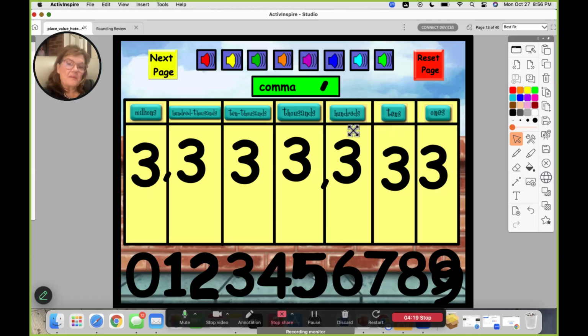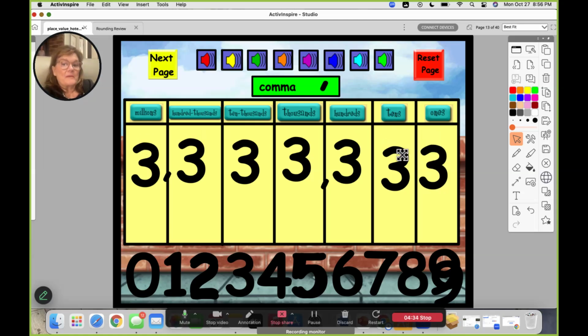This would be another times 10, which would make it 300. Another times 10, that would make it 3,000. Another times 10 would make it 30,000. Another times 10 would make it 300,000. Another times 10 would make it 3 million.